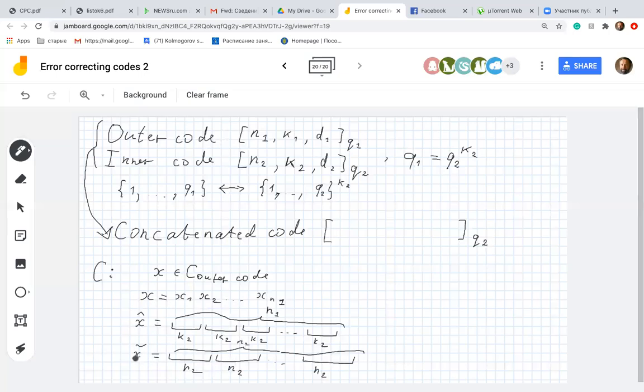In this way, we obtain the set of code words of the concatenated code. That means that the concatenated code is equal to the set of all such x tilde obtained from all code words of the outer code.